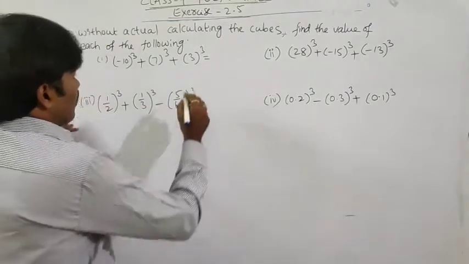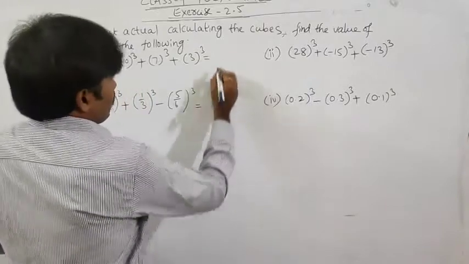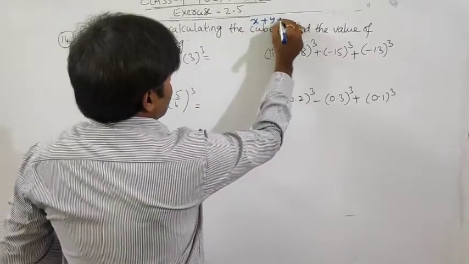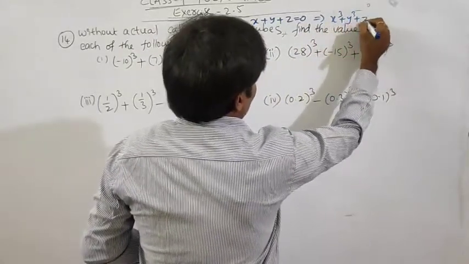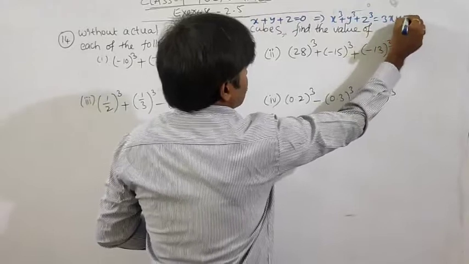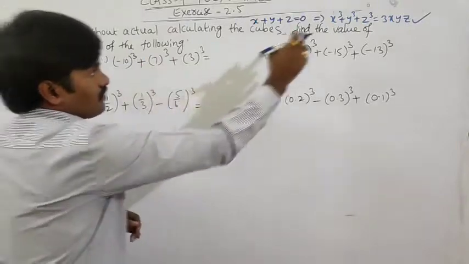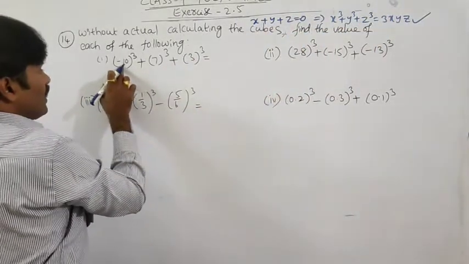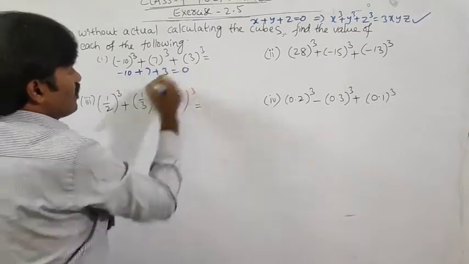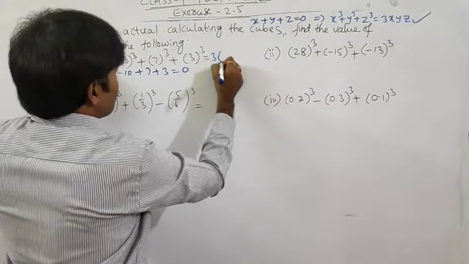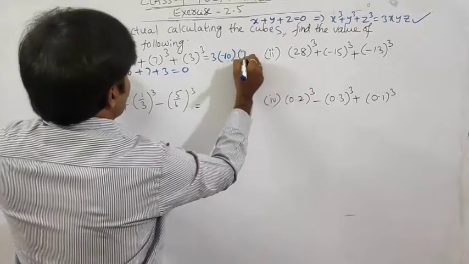That is, if x plus y plus z is equal to 0, what is that result? Yes, if x plus y plus z is equal to 0, then x cube plus y cube plus z cube value is 3xyz. Okay, based on this we are solving now. See, the powers are 3s here, so like that only. Now x plus y plus z, minus 10 plus 7 plus 3, how much? Minus 10 plus 7 plus 3 is 0 itself. So the answer is 3 into xyz, 3 into minus 10 into 7 into 3.